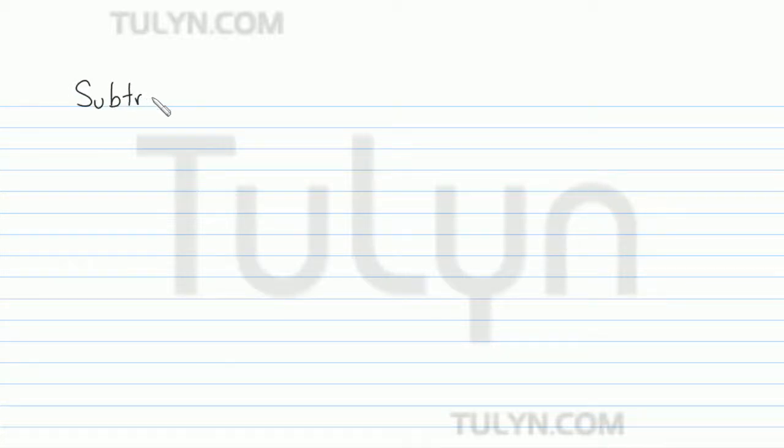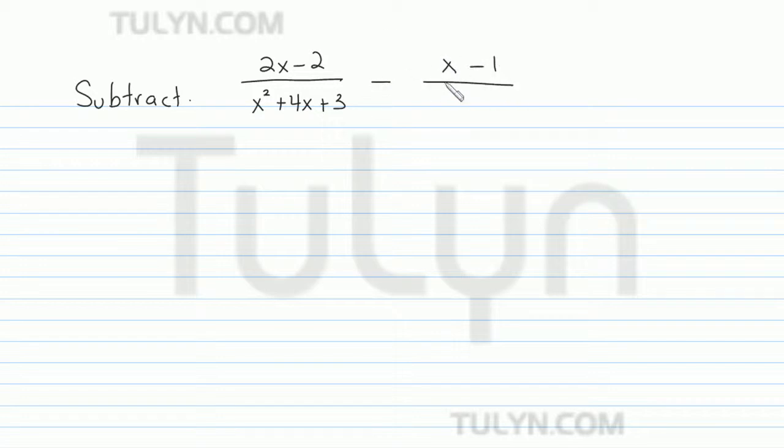Subtract the following two rational expressions. The first is 2x minus 2 over x squared plus 4x plus 3, and the second is x minus 1 over x squared plus 5x plus 6. Now the first thing to notice is that these two denominators are not the same, right?